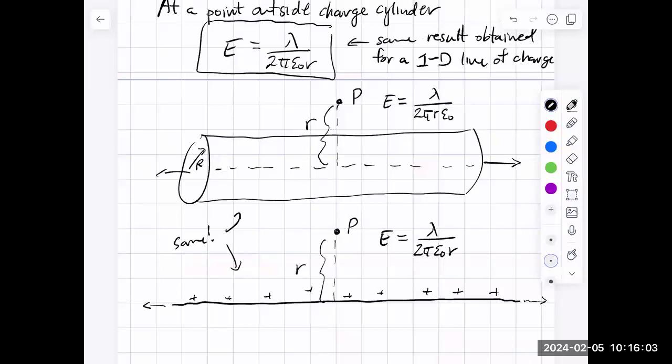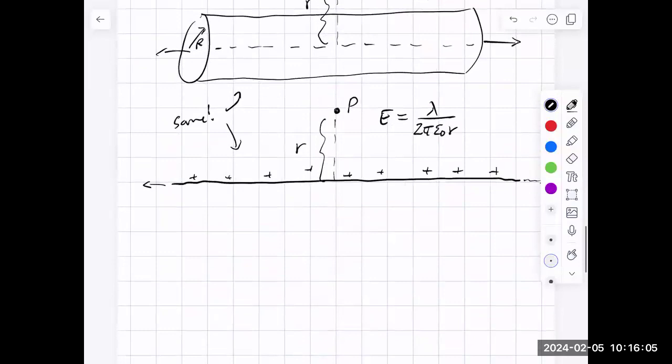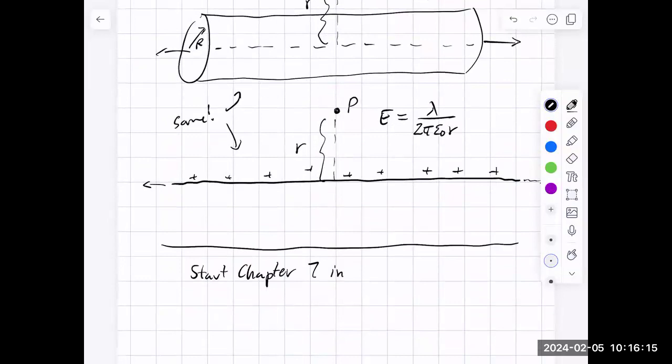Okay, so what we're going to do now is switch gears and start chapter 7. We're going to start chapter 7 in OpenStax University Physics Volume 2. And the topic is electric potential and potential energy.